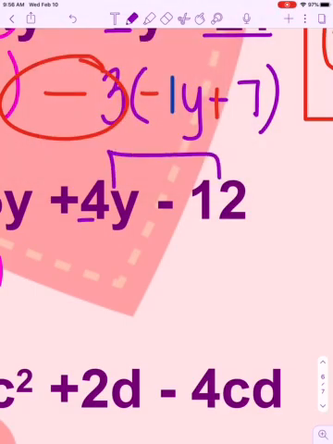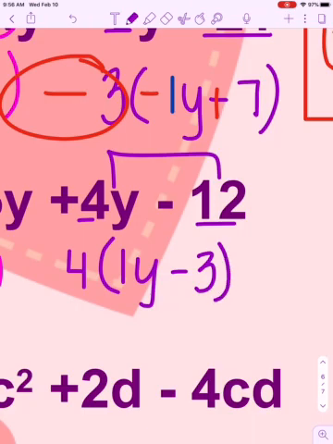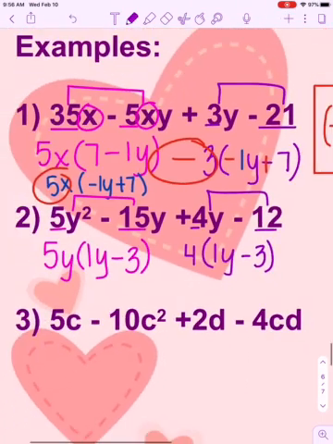Scoot on over here and do these two. 4 and 12 are both divisible by 4. They do not share any variables because the 12 doesn't have any at all, so all I'm going to factor out here is a 4. 4 divided by 4 is 1. I have a y and I wasn't able to take it out, so it's still there. So drop your subtraction sign. 12 divided by 4 is 3.